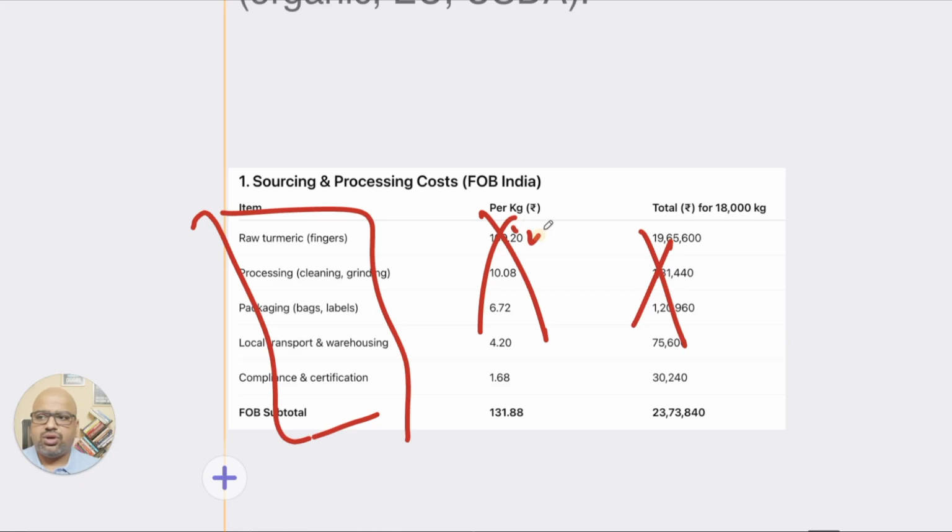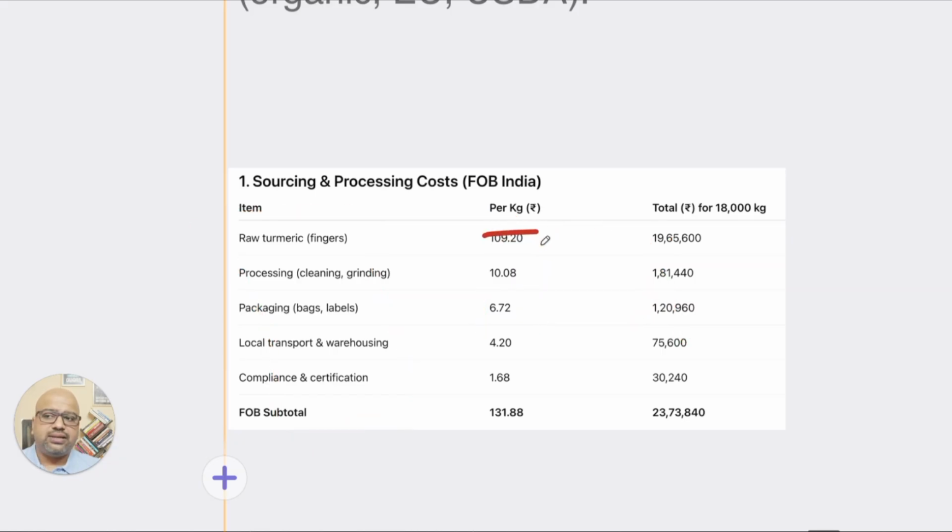Okay, so you say you're getting a better price, we don't get this price at all, this is false pricing, sir, we can give you better than this. No, we don't need it, right? Because we have agreements with many people. So based on that, we are working. So the calculation here is raw materials, raw turmeric, then processing, then packaging, then local transportation and warehouse, compliances and certifications, and the FOB price.